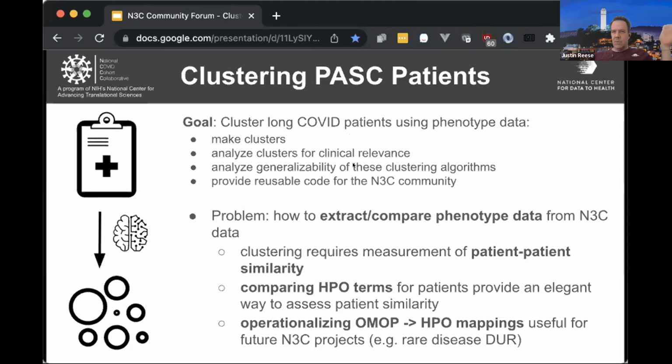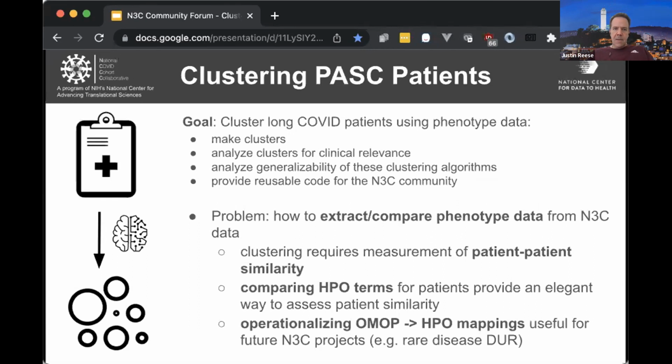In other words, if you make them in one data center, how well does it work to cluster patients from different data centers using those same clusters? And we, I think, also have made some reusable code and tools that we'd like to give to the community and show everybody how to use them.